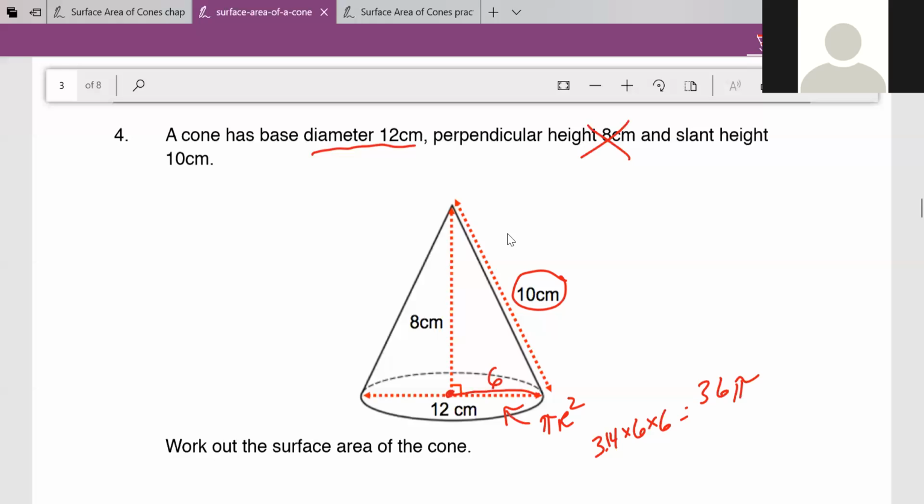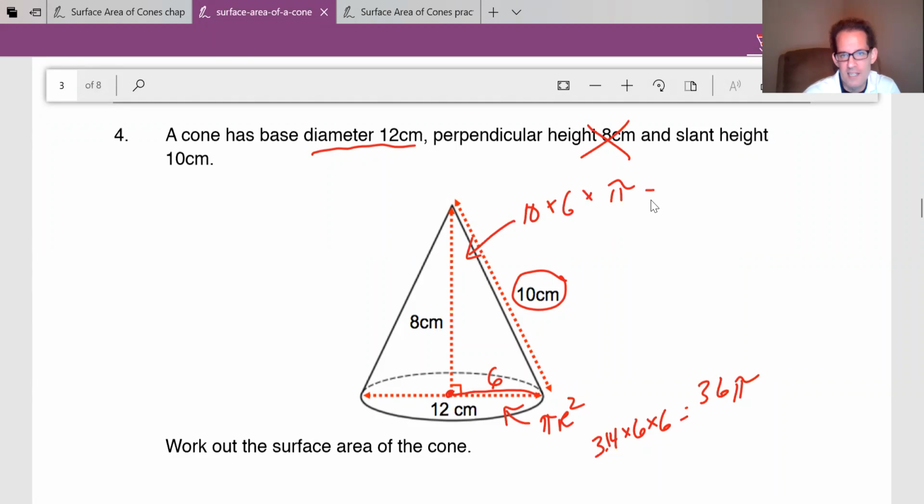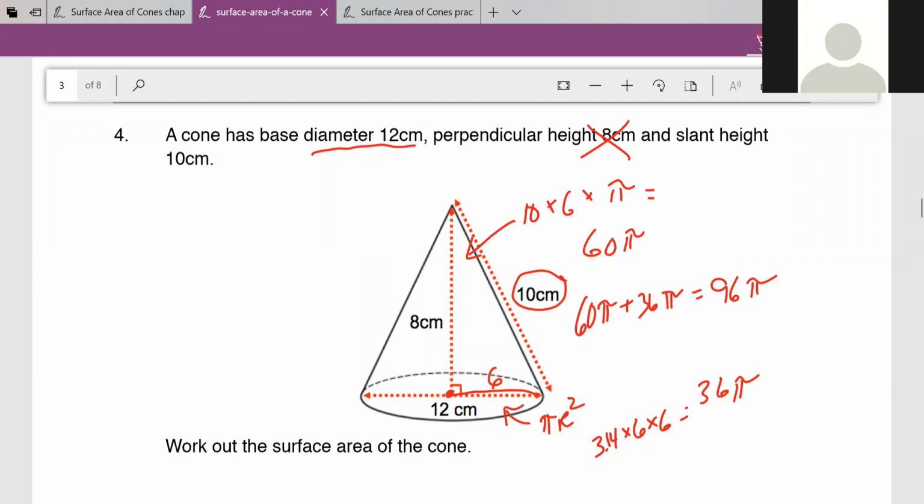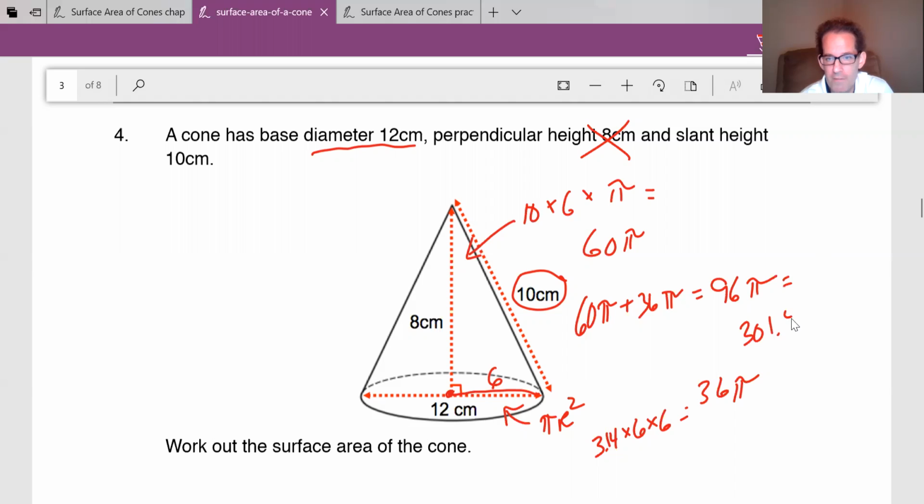For my lateral area, I simply have 10 times the radius, 6, times pi, and that's going to equal 60 pi. My last step is to add those. So I'm going to add 60 pi plus 36 pi, which is going to equal 96 pi. And to figure out that, I'm just going to take 96 times 3.14. That's going to equal 301.44. Let's say 301.44 square centimeters. And that's your answer for number 4.